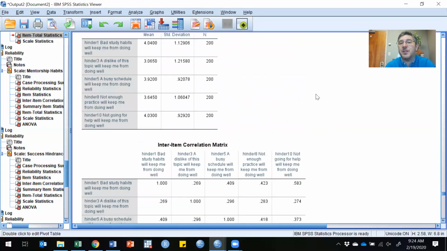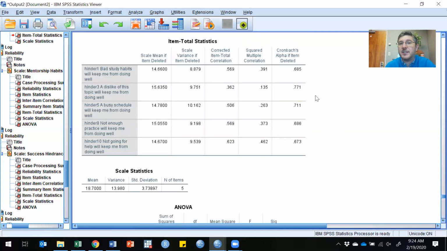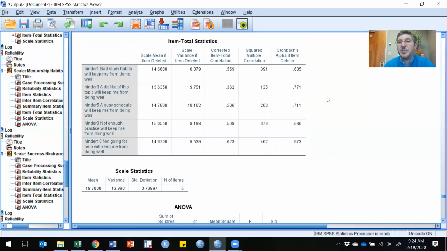So we could do the same thing for the last item set too. We had an alpha of 0.75. Deleting an item really wouldn't improve the alpha. We could delete hinder 3 and get a modest improvement in our alpha. We'd probably want to make a judgment call about whether we think we should keep this item or not. It doesn't really hurt anything to keep it, but it's not really adding too much to the scale anyway. It works pretty good without it as well. So you can make a judgment call there about whether you keep or not keep that item.